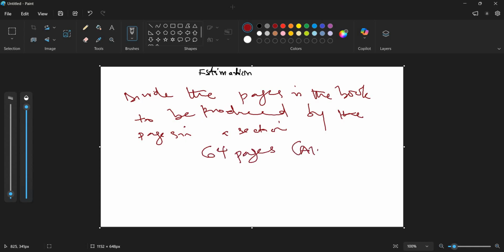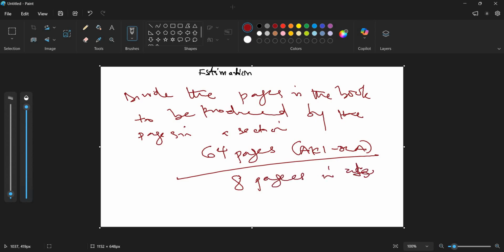So that means one Arceola you will be producing is made up of 64 pages. And then how many pages did we get in a section? 8 pages in a section, because we had 4 pages to view and then 4 in a section. So here 1, here, what's the answer?